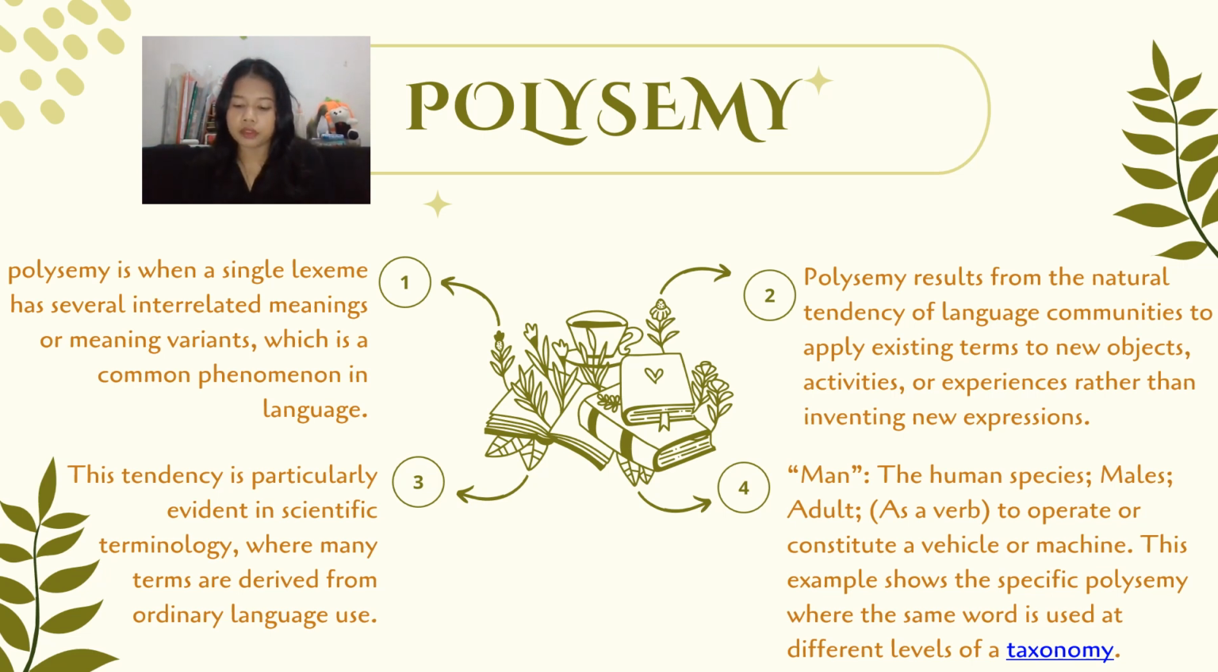language use. So, for example, man, according to the Oxford Learner's Dictionary, means the human species, males, adult, or as a verb, to operate or constitute a vehicle or machine. This example shows a specific polysemy where the same word is used at different levels of taxonomy.